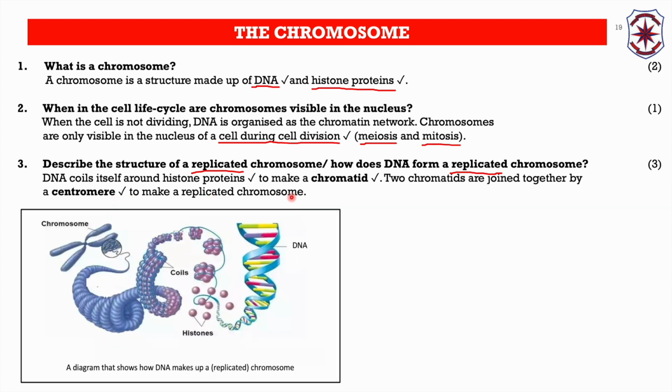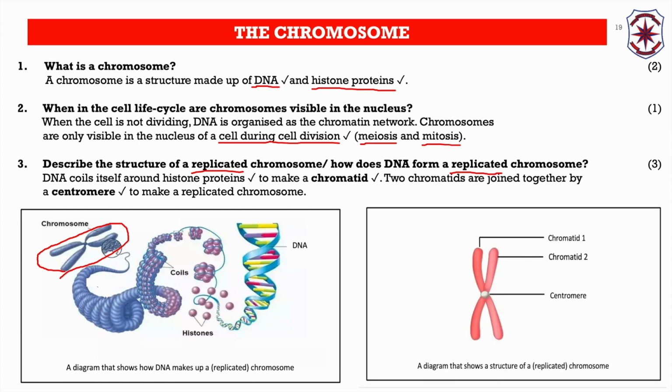All right, now let's check. So there, a chromosome looks like that. A replicated chromosome looks like that. Right? Now, when we look at the structure of a replicated chromosome, we will notice that it has one chromatid on the left and another chromatid on the right. So this will be chromatid 1 on the left and chromatid 2 on the right. And these two chromatids are joined together by that structure over there, which is called a centromere.